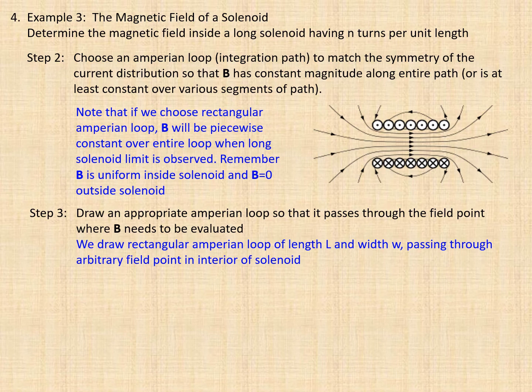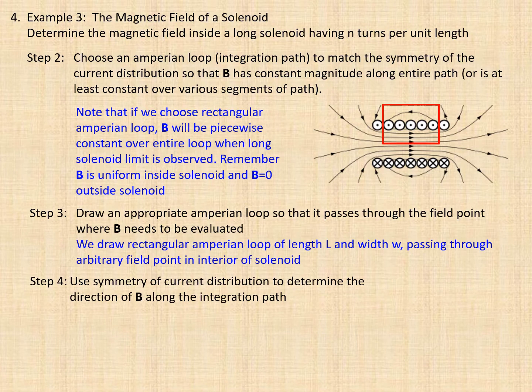So we're going to draw a rectangular Amperian loop of length L and width W, which passes through an arbitrary field point in the interior of the solenoid. That's where we're trying to find the value of the magnetic field. So here you see our red integration path, our red Amperian loop.